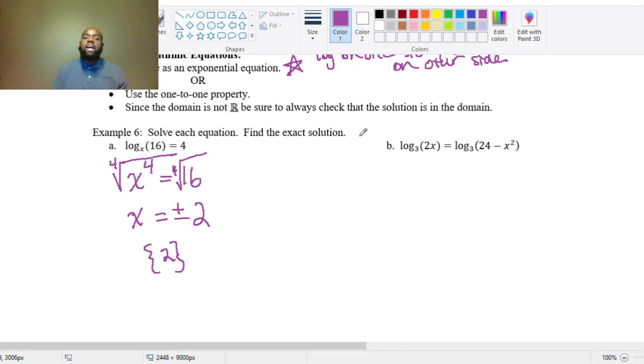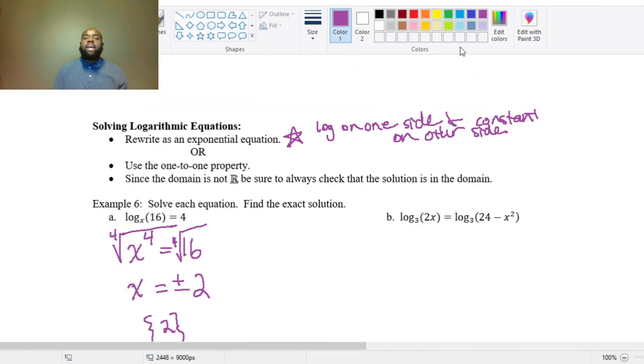All right, let's go to part B. In part B, we have the log at base 3 of 2x equals the log at base 3 of 24 minus x squared. Notice I have logarithms on both sides of my equation. And the logs have the same base on both sides.